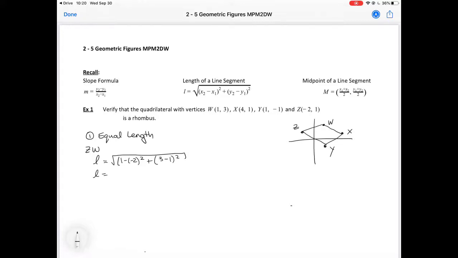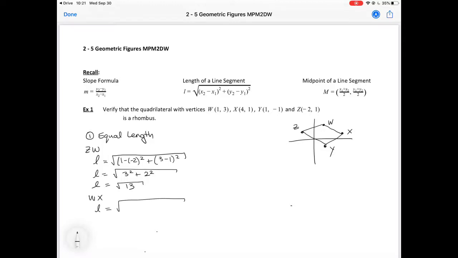And this is going to give me 1 plus 2 would be 3 squared plus 2 squared, which is 4. So this is going to give me 9 plus 4, which is going to be root 13. There's no need for me to simplify that because I know I'm just checking the length. If I get root 13 for the next one, I know that they're going to be the same.